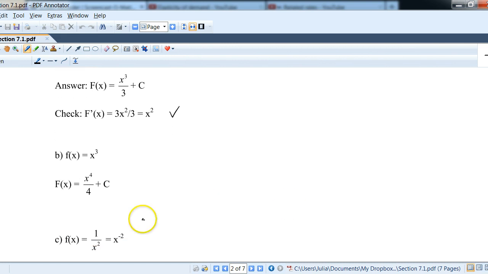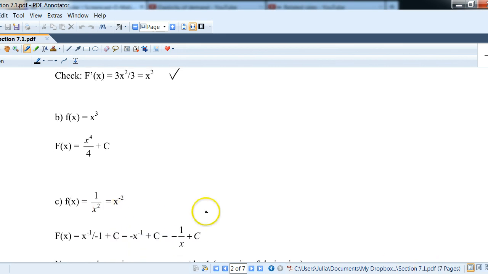Okay, what about 1 over x squared? Well, if you recall, just like with derivatives, let's first write it as x to the negative 2 power. And then we can repeat the process. Remember, now we are increasing the power by 1. So the negatives would actually decrease.